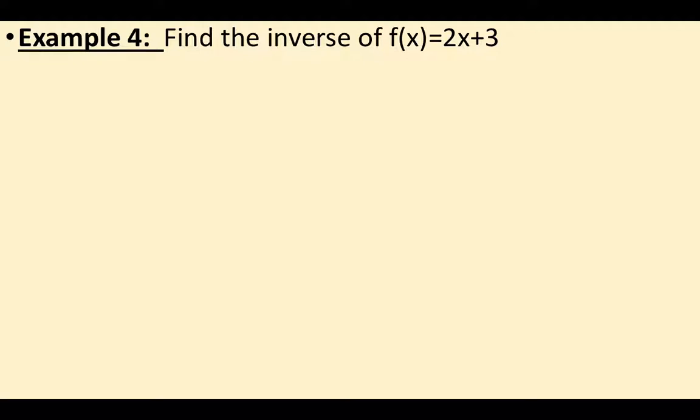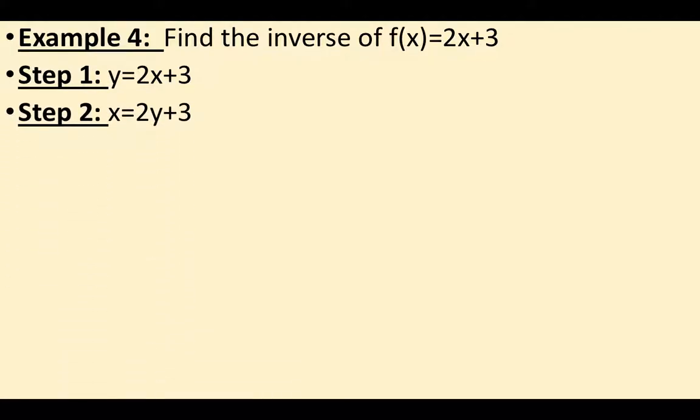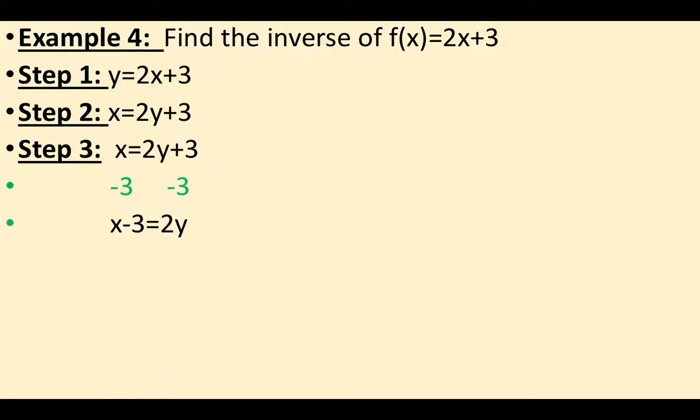Alright, let's go ahead. Find the inverse of f of x equals 2x plus 3. So let's go along with our steps here. Step 1 was replace f of x with y. I did that. Awesome. Step 2, switch x and y. Great. Step 3 is to solve for y. Therefore, let's begin step 3. In order to make y be by itself, we're going to first subtract 3. Then we're going to divide by 2 so that y is by itself.